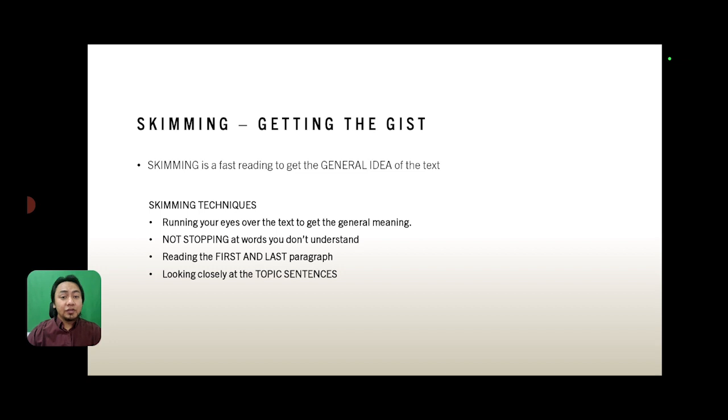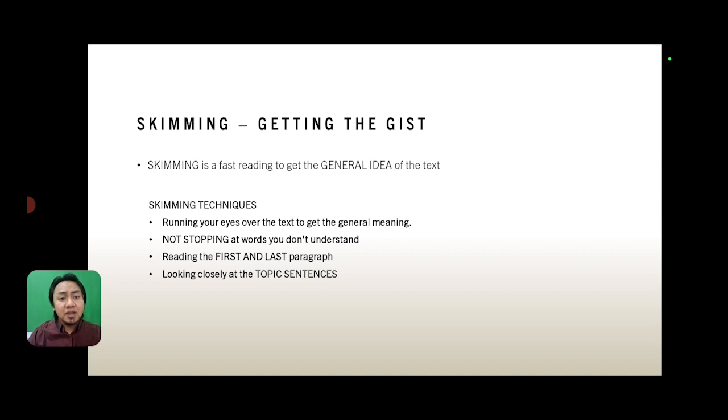Right, so the first one that we're going to look at is skimming. So what is actually skimming? Skimming is when we are getting the gist of the text that we are reading. So skimming is actually a fast reading to get the general idea of a text. So skimming techniques include running your eyes over the text to get the general meaning.